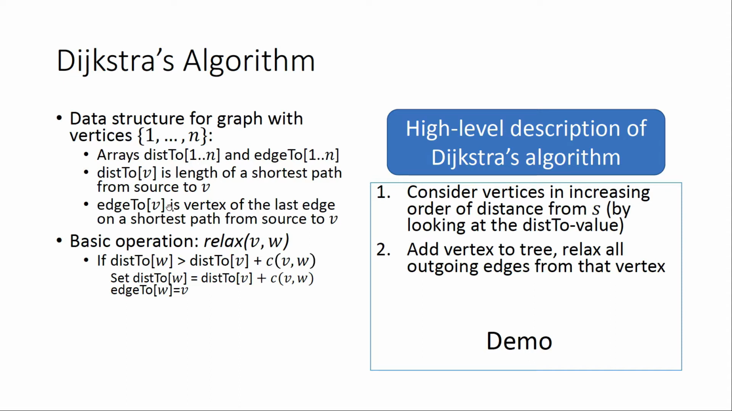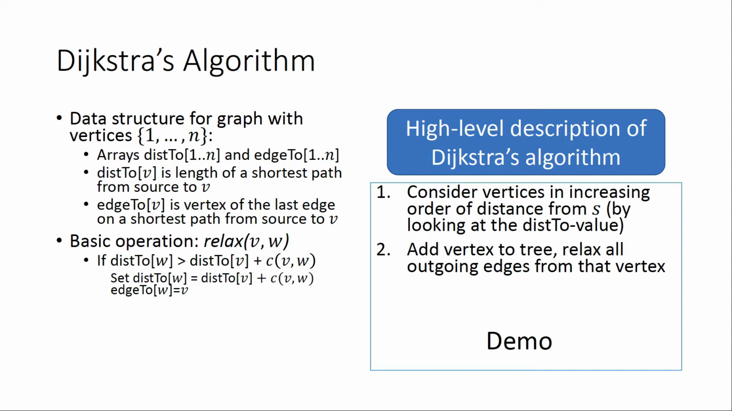And then there is edge. That is if we are interested in the actual shortest path, like how does it go through this graph. Then edge of V is the vertex of the last edge on the shortest path from source to V. We also see this in the example. So when you go on the shortest path, what was the node before V? What is this last edge?